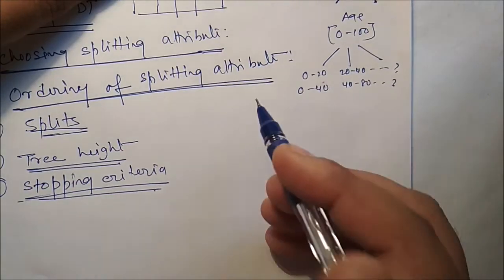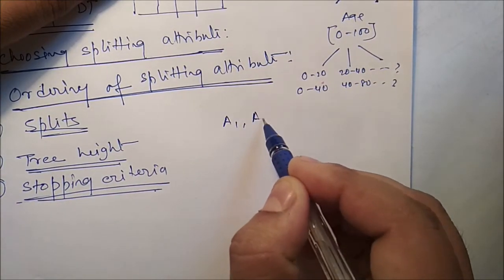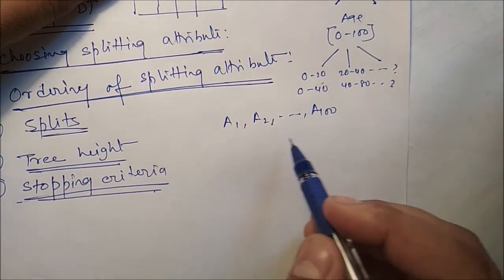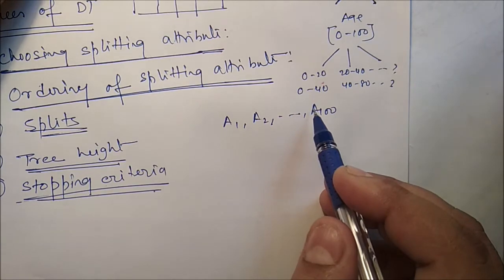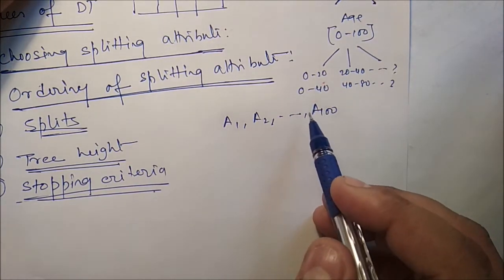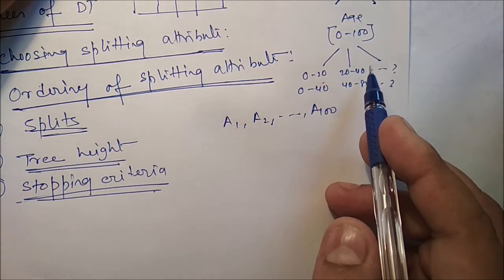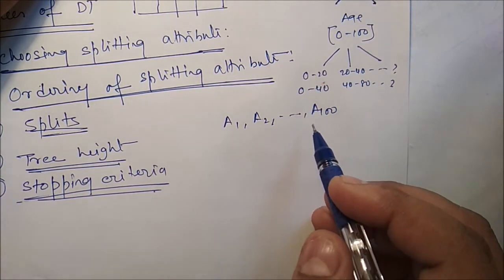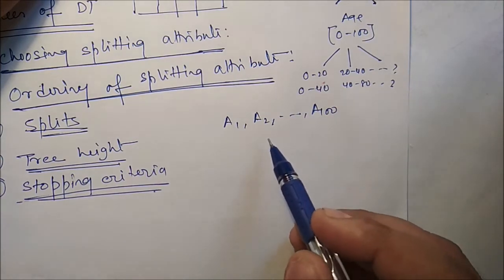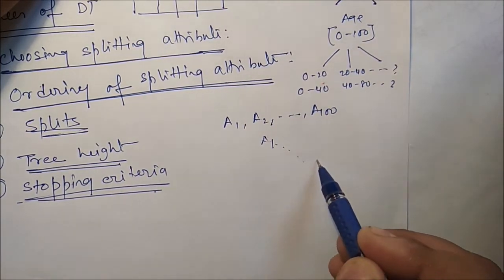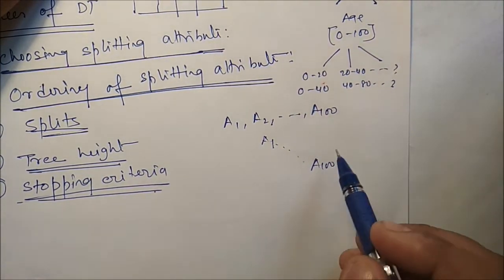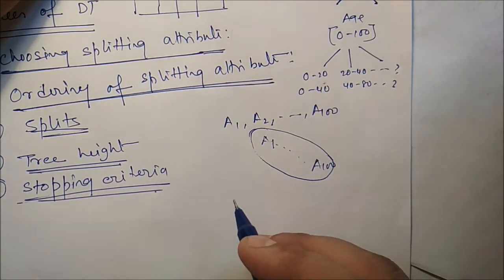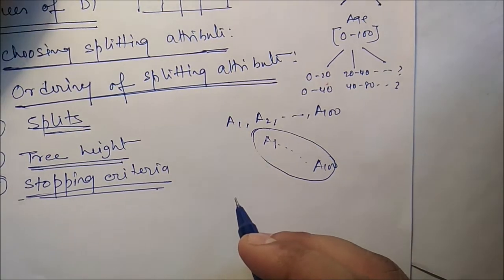Means say A1 to say A100 attributes are there. Question is how many attributes you have to select, or in which order we have to split, in which format, what should be the tree height, and when to stop the creation of the tree. Anyhow, we cannot create a tree from A1 to A100. So it will be large. So anyhow, we have to stop before that, so that we can maintain the tree height.